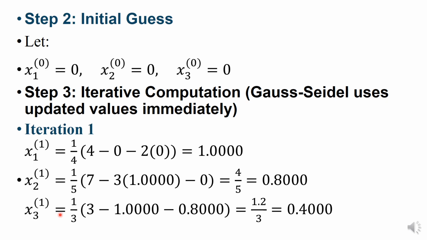x3 equal to 1 upon 3 bracket 3 minus the x1 we found minus the x2 we found, 0.80. Then we simplify and divide by 3. We get 0.40.